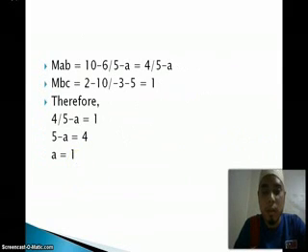Alright, from the data given, we will get x1, x2, y1, y2. Just substitute into the formula from earlier, and we will get the gradient for AB as 4 over 5 minus a. The gradient for BC is 1. Therefore, m1 equals m2. We just substitute 4 over 5 minus a equals 1, and we will get a, which is 1.